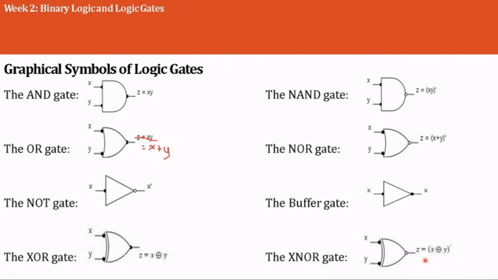And for the XNOR gate, it performs the inverse of an XOR. Diba? So again, there is now a bubble. If you can see, we have a bubble here. So we have here the same symbol as the XOR gate, and the difference is it has a bubble on its output. Again, the bubble indicates the complement.